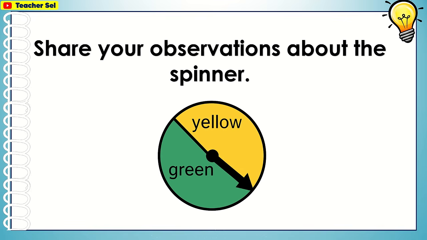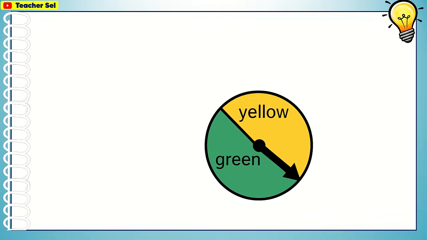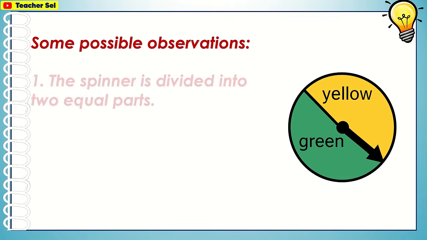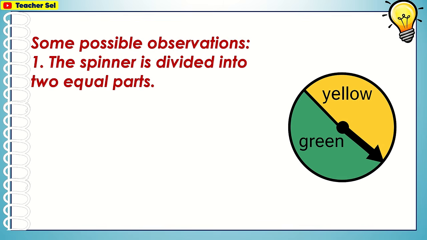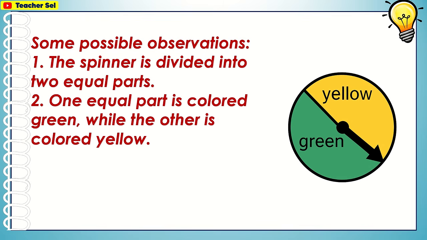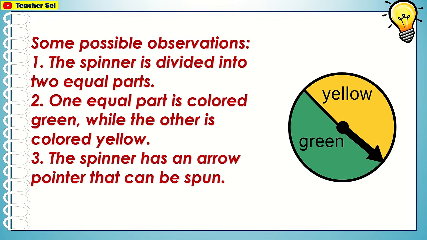Share your observations about the spinner. The spinner is divided into two equal parts. One equal part is colored green, while the other is colored yellow. The spinner has an arrow pointer that can be spun. The spinner is round.